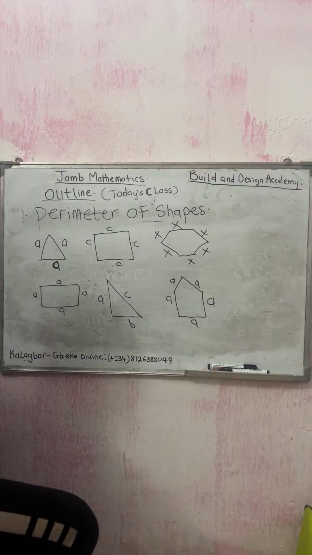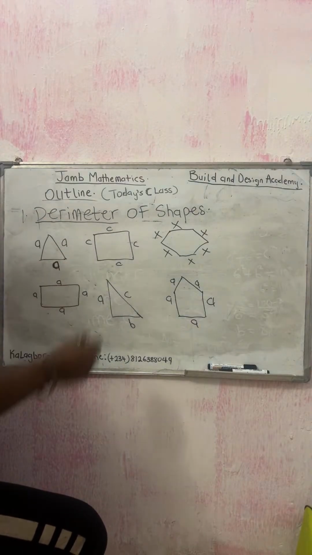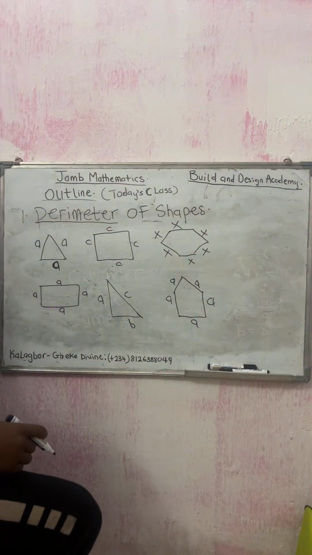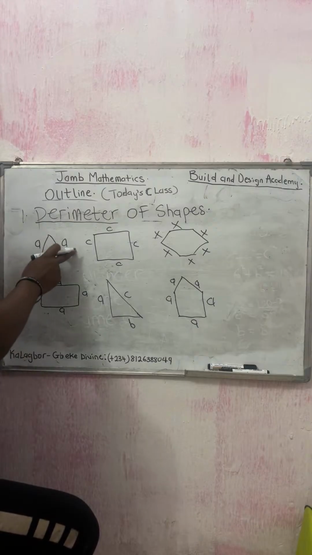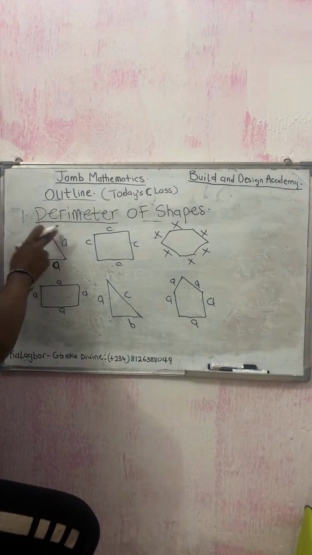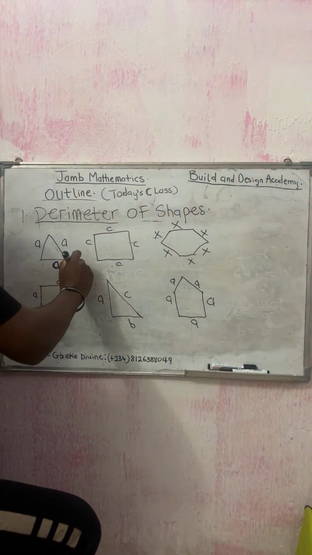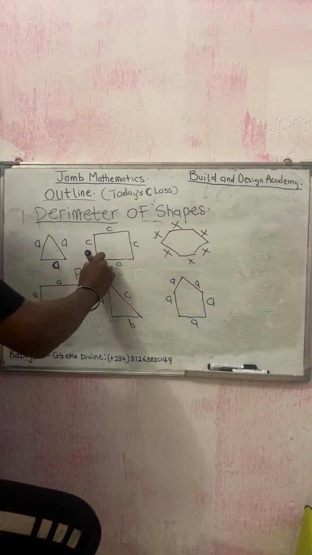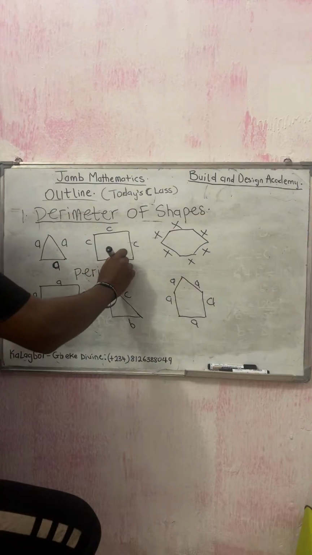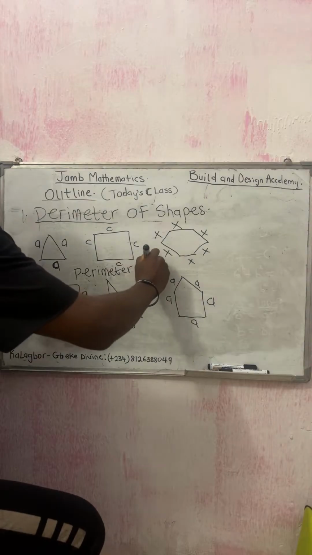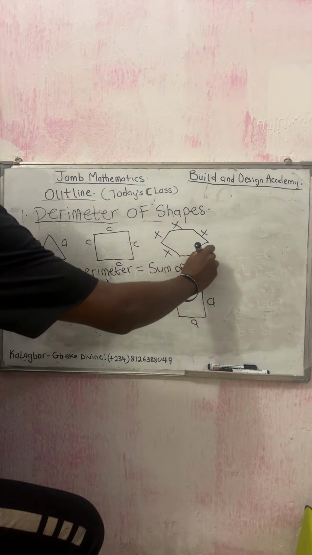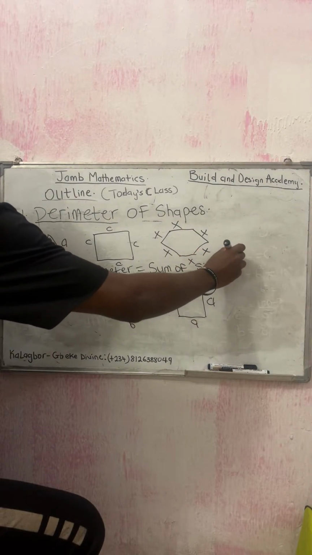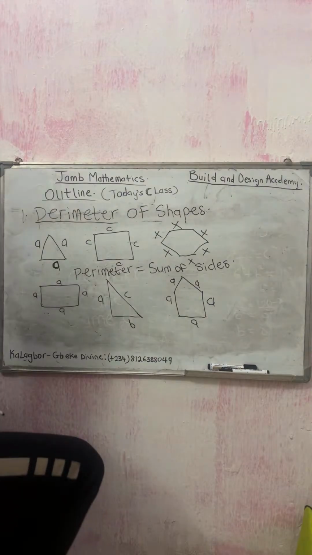So what is a perimeter? Take note, perimeter is equal to the sum of all sides. That means when you sum up this side, a plus a plus a, you get the perimeter of this shape, which is an equilateral triangle. So perimeter is simply equal to the sum of sides. So that's what perimeter is.